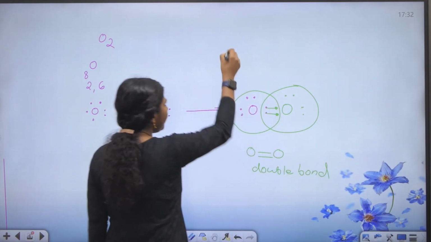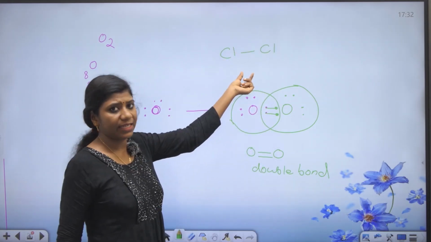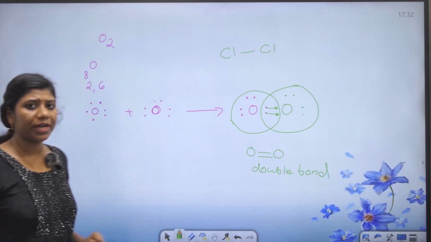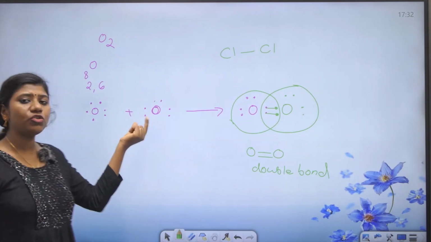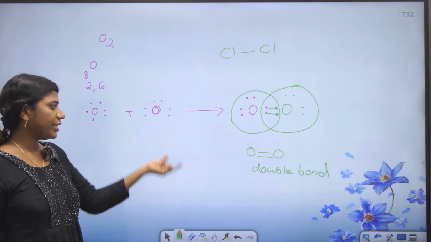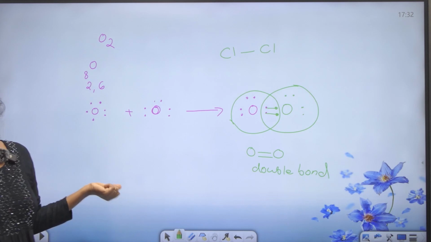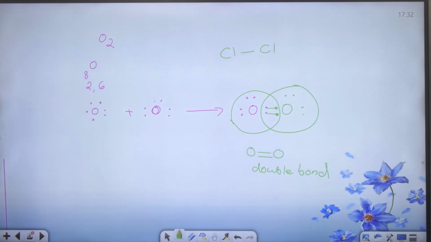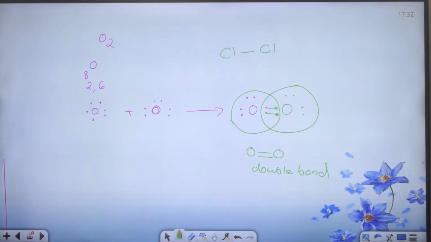Double bond. Chlorine bond is a single bond. The bond between 2 chlorine atoms is only one. That is a single bonded compound. The bond between 2 oxygen atoms is 2. That means it's a double bonded compound. Oxygen molecule is a double bonded compound. The oxygen double bond is present because each oxygen atom requires 2 more electrons to complete their octet.